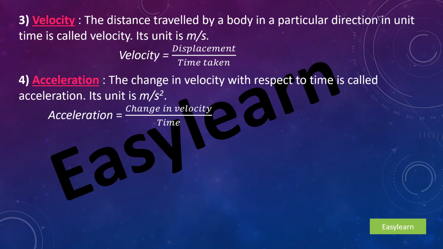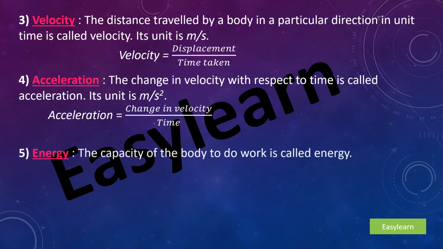Fourth, acceleration. The change in velocity with respect to time is called acceleration. Its unit is meter per second square. And the formula is acceleration is equal to change in velocity upon time. Fifth, energy. The capacity of the body to do work is called energy.